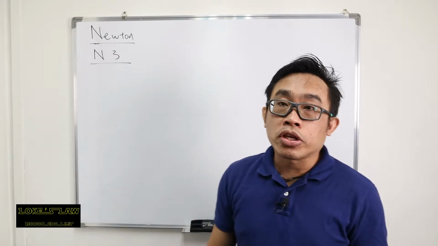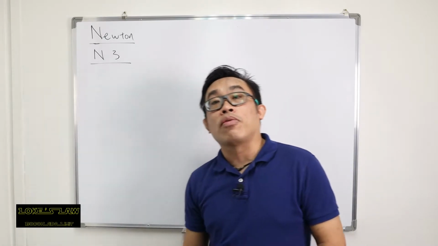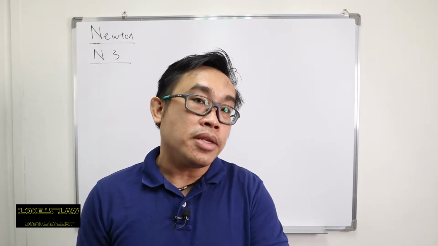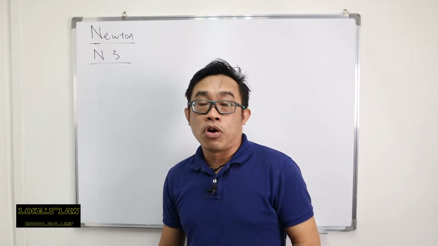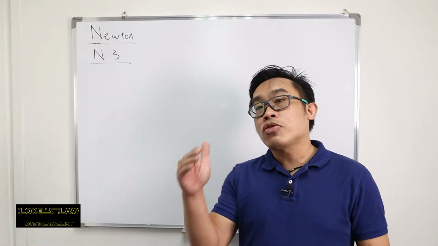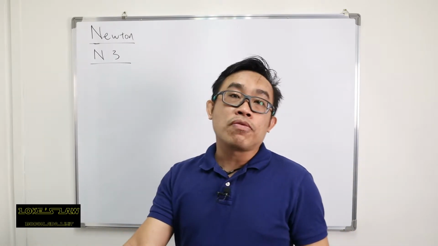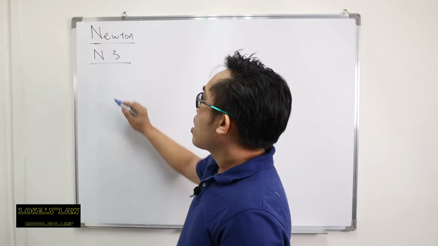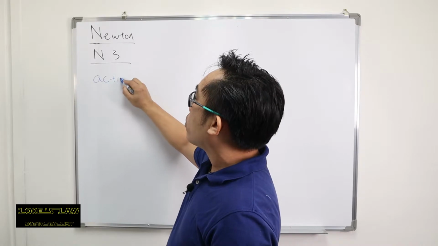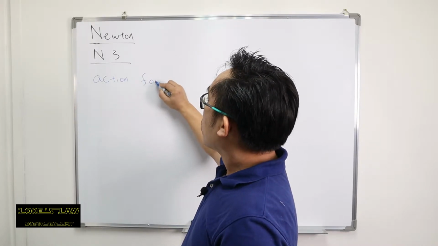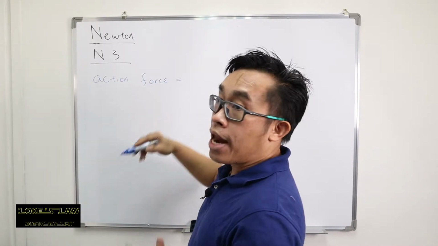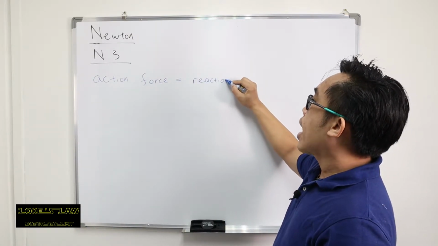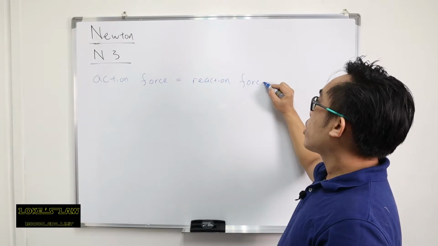According to the definition, among all of Newton's laws, Newton's third law actually has the shortest, most straightforward and easiest definition. It just wants to tell us that every action force will have an equal and opposite reaction force. Every action force must have an equal and opposite reaction force. Action, reaction. That's what it means.